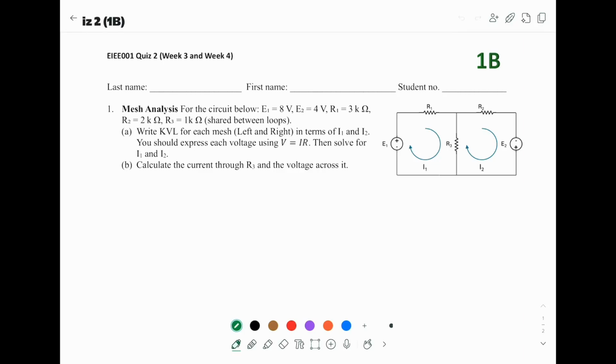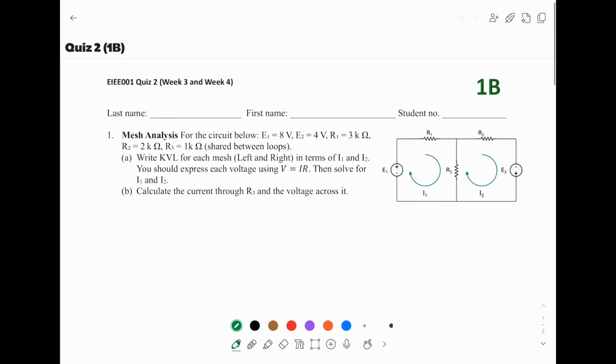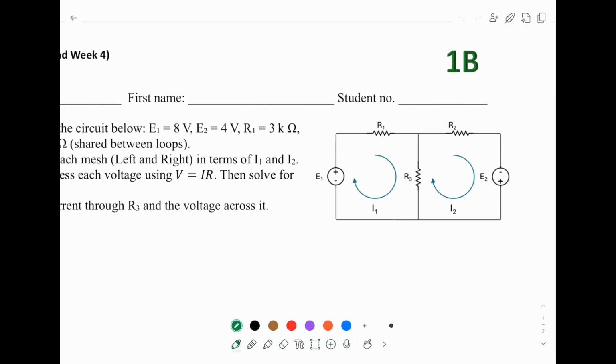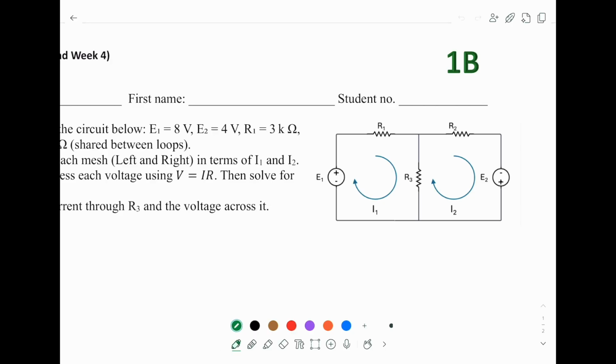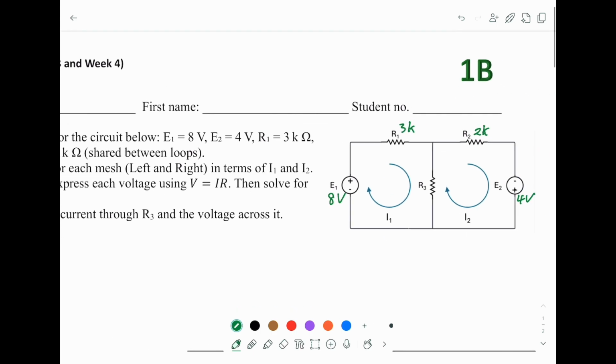This is the solution of paper 1B of quiz 2. Question 1 asks for mesh analysis. Before we do anything, we should put the numerical values next to the diagram. So E1 is 8 volt, V2 is 4 volt, R1 is 3K, R2 is 2K, and R3 is 1K.